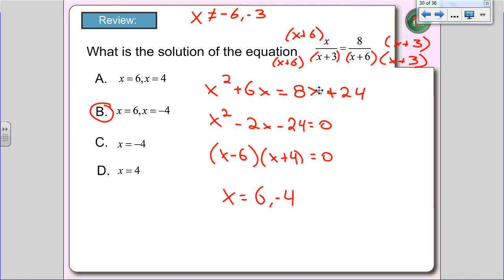But if that ever happens, do it. Legitimately, that's a test strategy. If you understand that these are solutions, means they must work in our equation, then try it. Take the number, plug it in, see if it works. Yeah, that's exactly what they need.